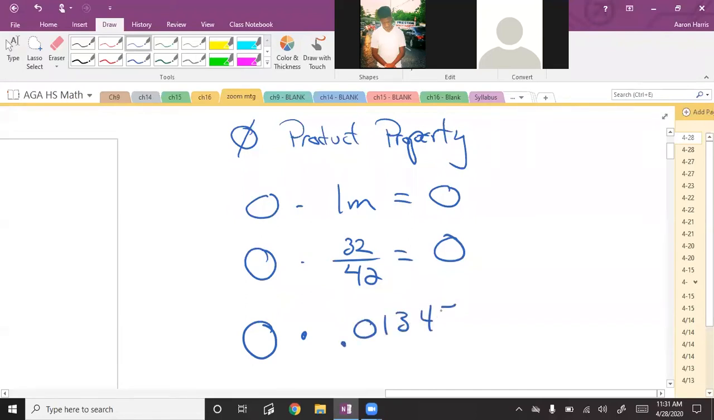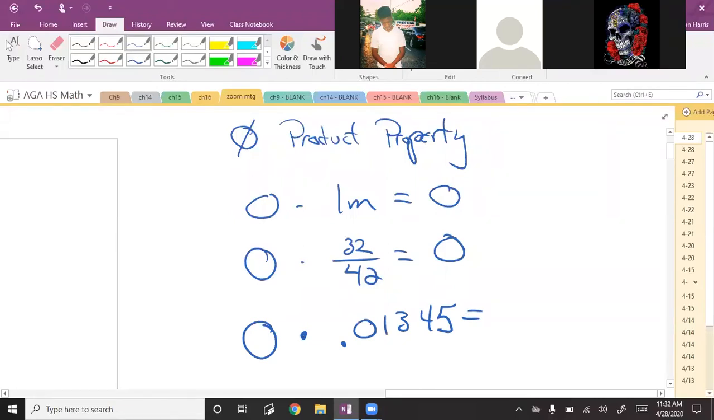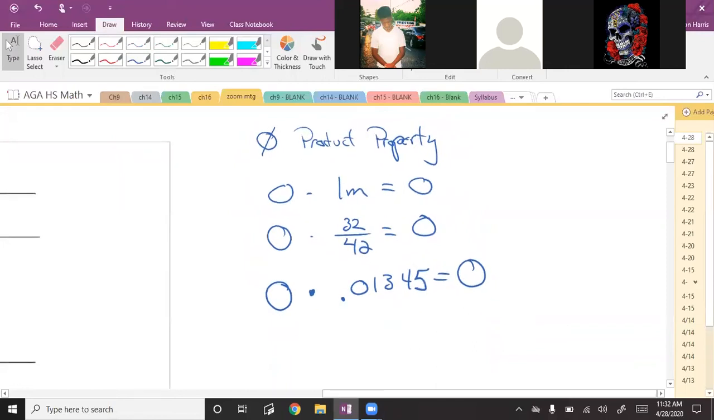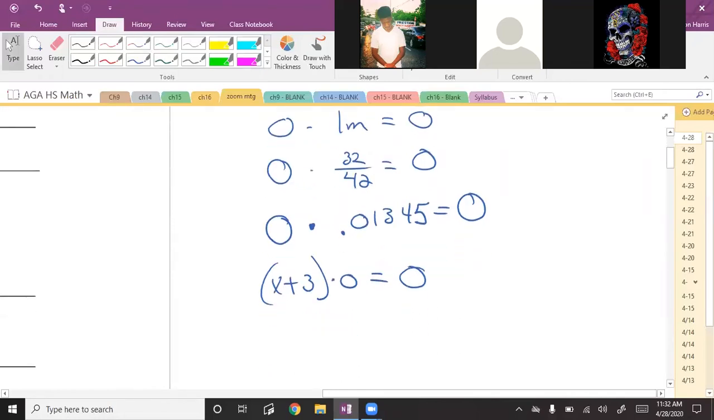What is 0 times point 3 4 5? I don't like those numbers though. That's nice. What is 0 times all those numbers? 0. Because 0 times anything is 0. Does that make sense? Yes. So if I make it even harder, x plus 3 times 0, what does that equal to? 0. What is 0 times x minus 42?